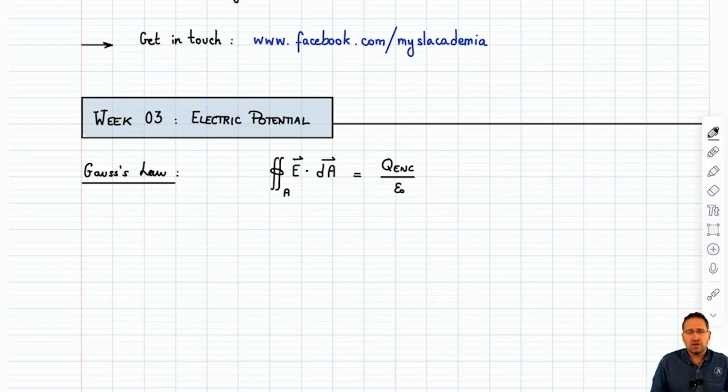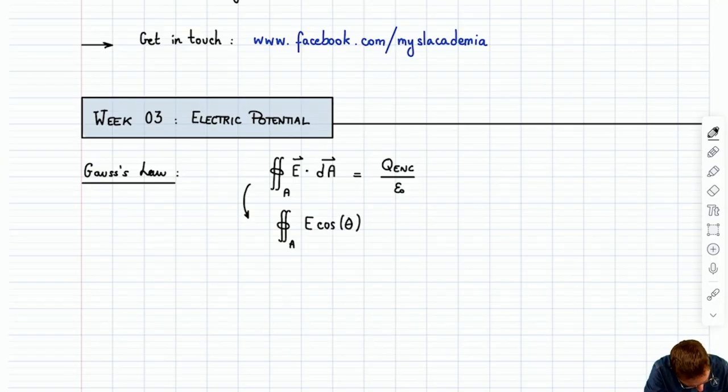Now the thing is, knowing that flux is equal to this is only helpful if I can do the following. I have to be able to go from here to here, where E dot dA is going to be E cosine theta dA.